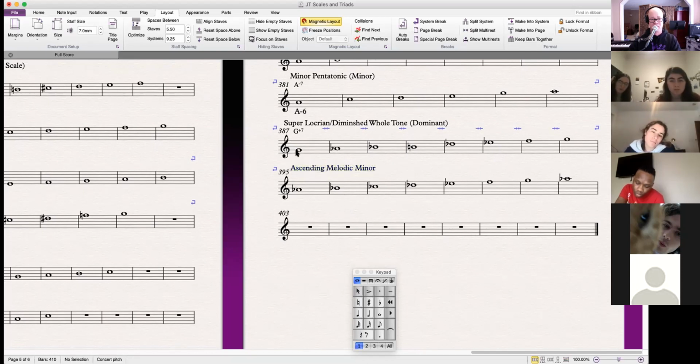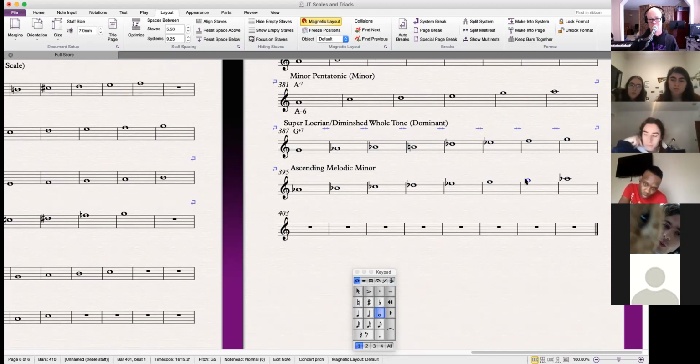And if we compare that to the G superlocrian or diminished whole tone scale, we see that if we start on G: G, A flat, B flat, B flat, C flat, which is enharmonic with B, D flat, E flat, F. So they have all the same notes. We just start and stop on the 7th scale degree of the melodic minor.